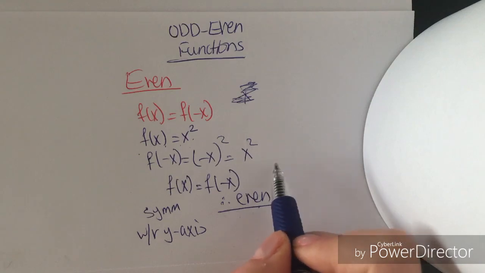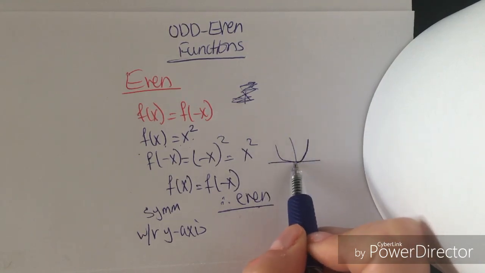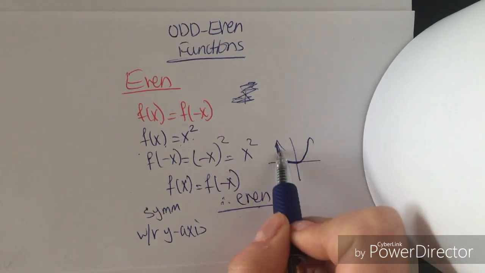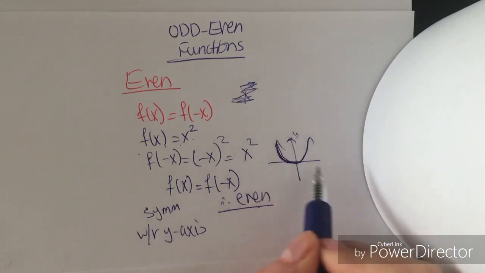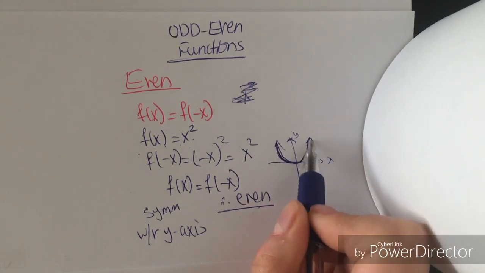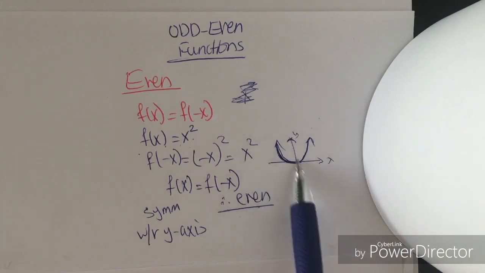If we take a look at the graph, it's a parabola. This is just an approximate graph. It's a parabola and it's symmetrical with respect to the y-axis.